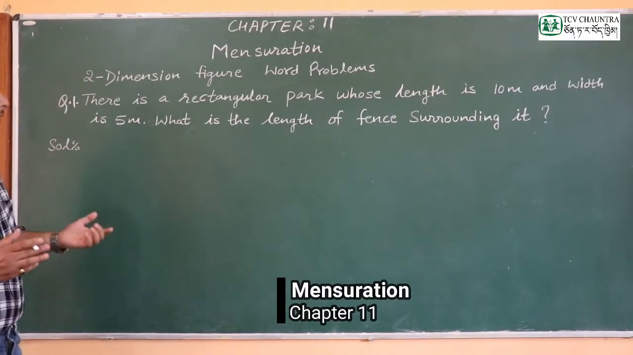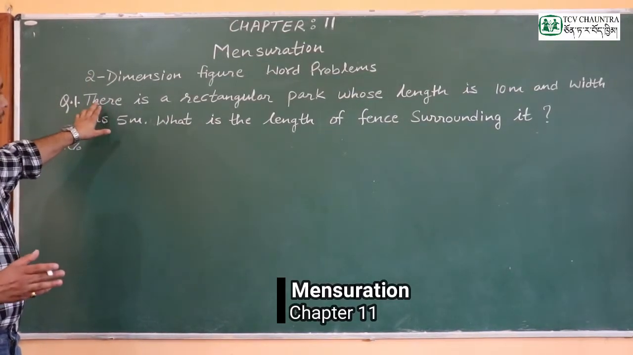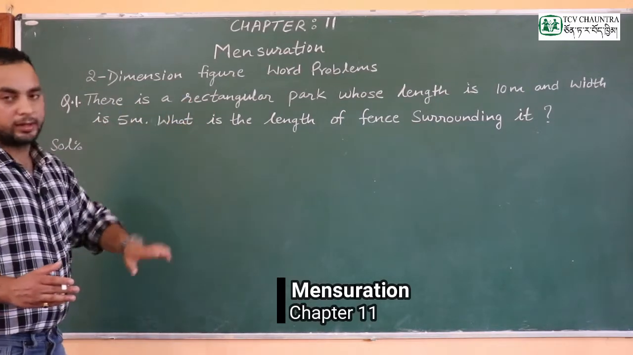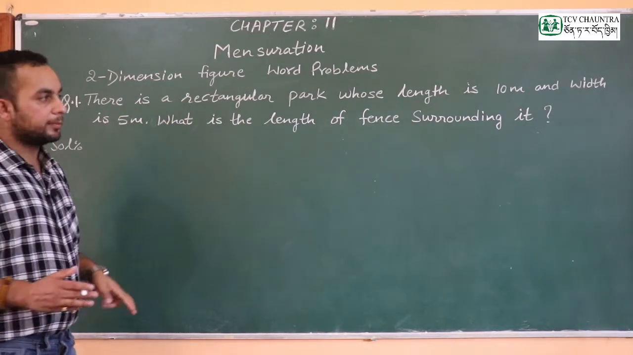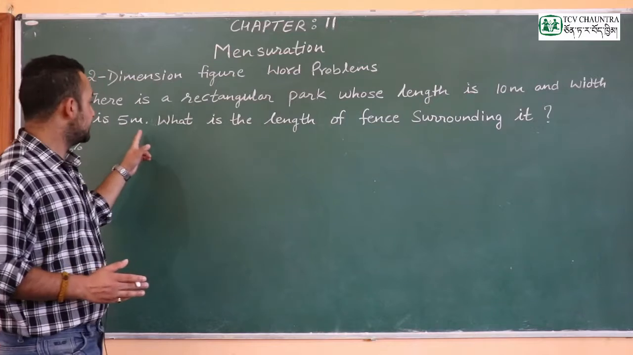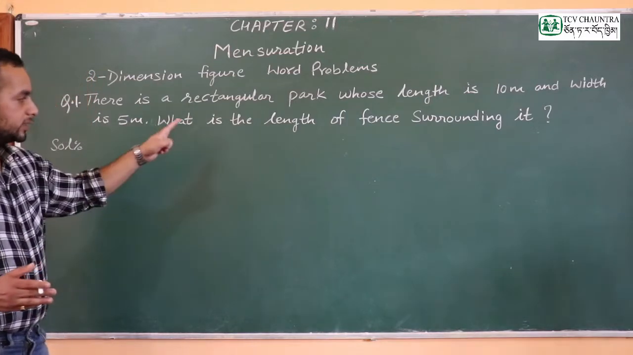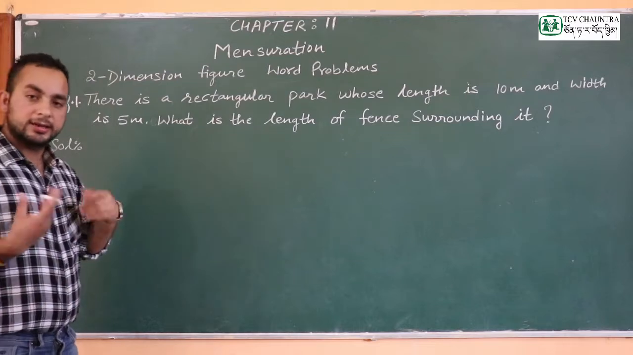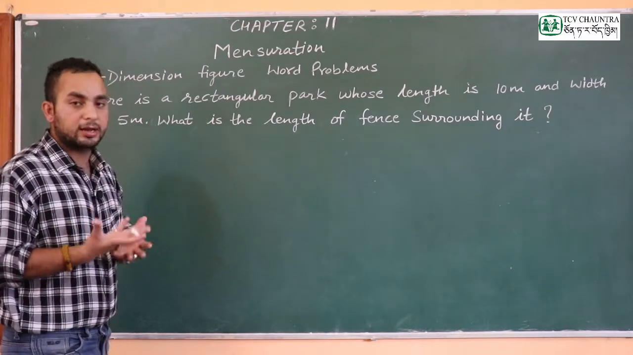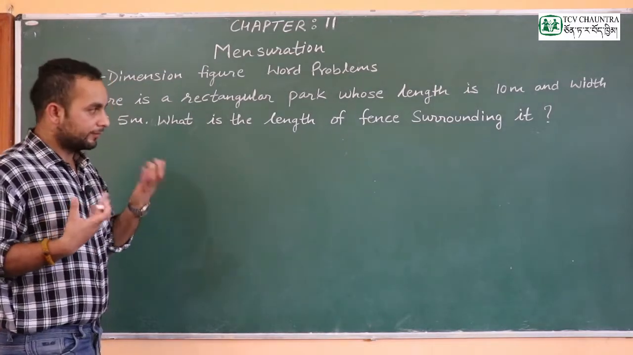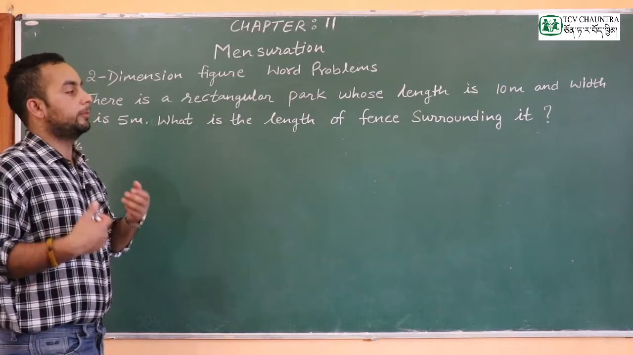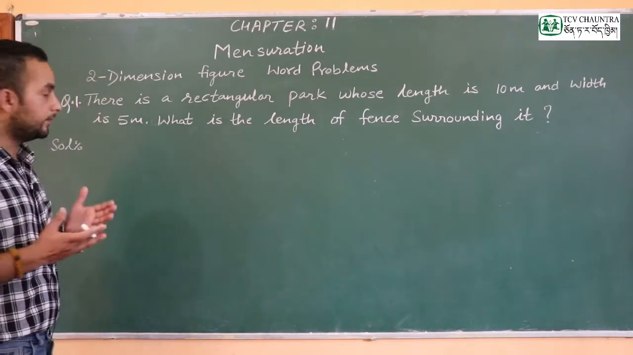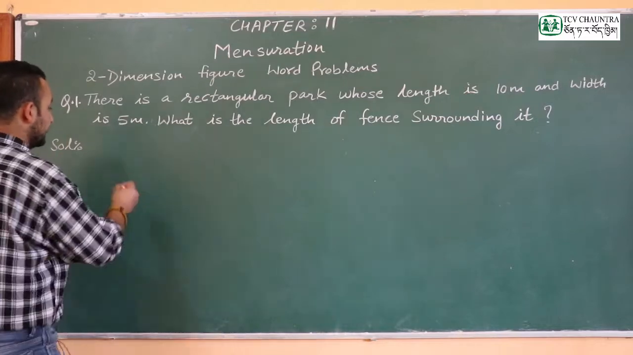So this is our first word problem. The statement: there is a rectangular park whose length is 10 meters and width is 5 meters. What is the length of the fence surrounding it? A fence surrounding the park is talking about the perimeter of that figure, that surrounding figure.